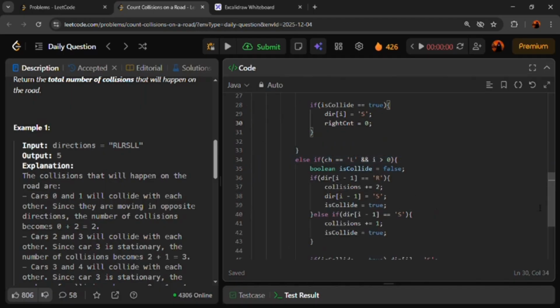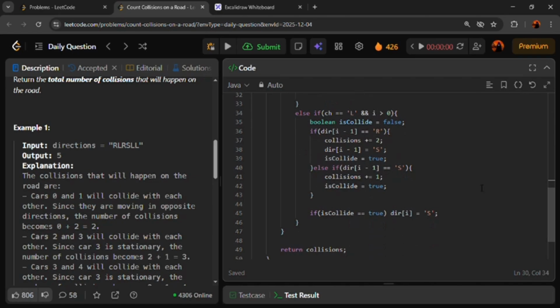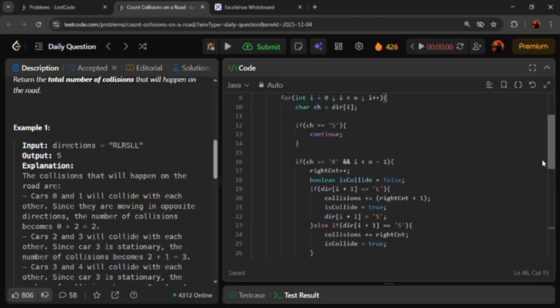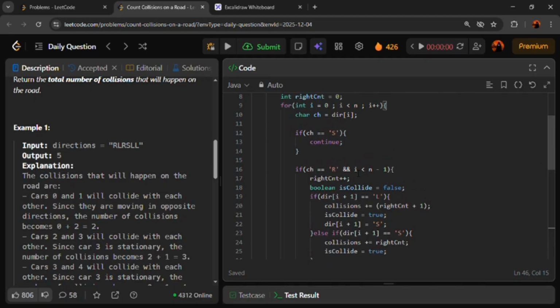left car count. We have to check if the previous car is right, then we have to increase by 2. If the previous car is a stationary car, then we have to increase by 1. And make the current car a stationary car. You also have to check that the index doesn't go out of bounds. So we have to make sure of that.